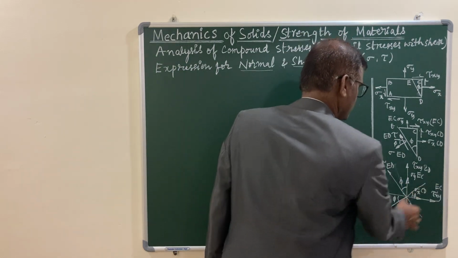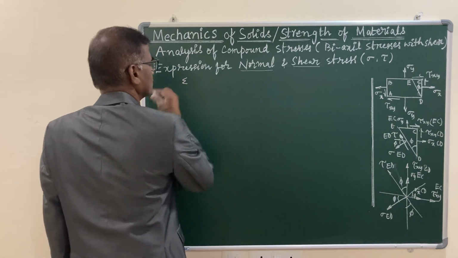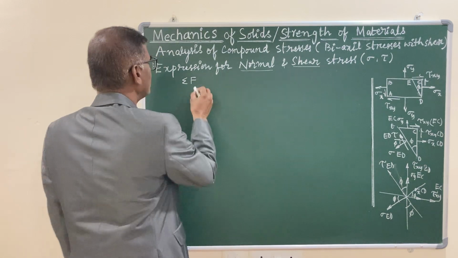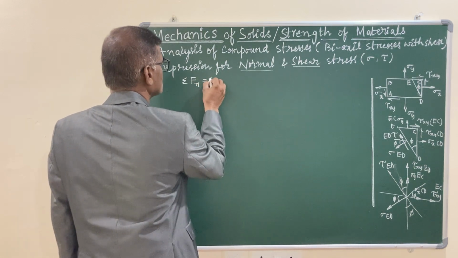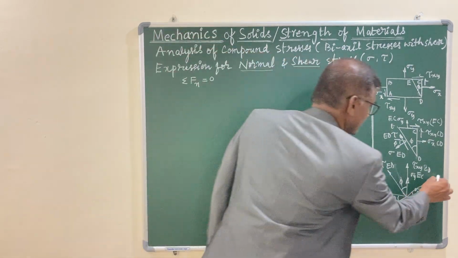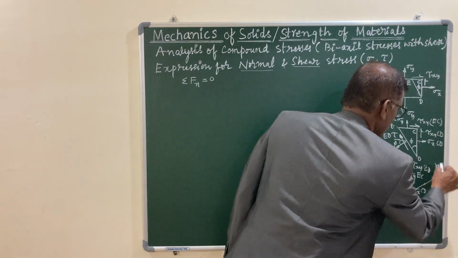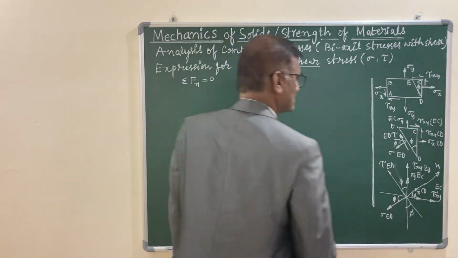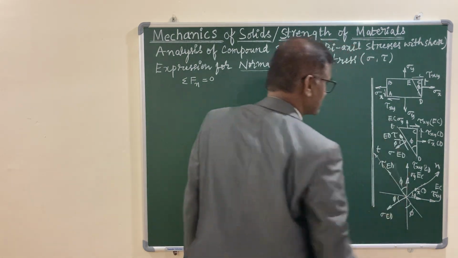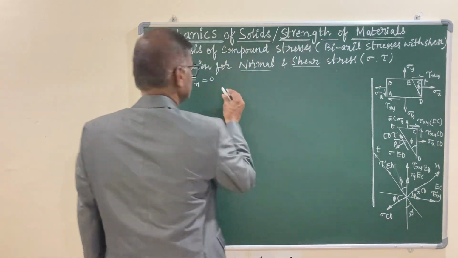So let me consider first sigma, and I am writing the sum of all the forces along the normal direction. Sigma F along the normal direction is equal to 0. This is my equation of equilibrium along the normal direction. This is the normal direction, right? And of course this is the tangential direction. I am representing it by t. So let us look at these forces here.